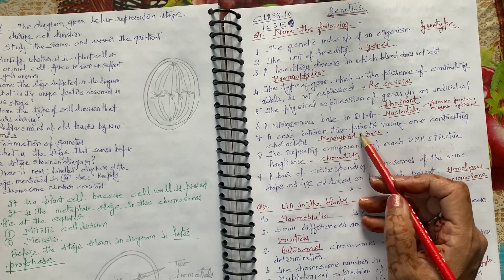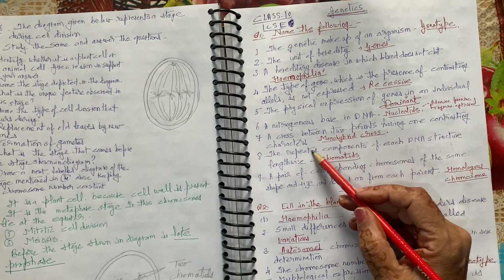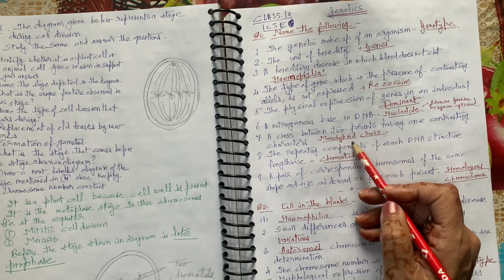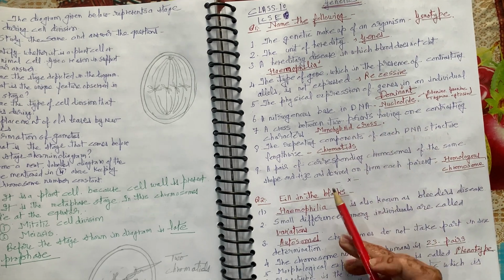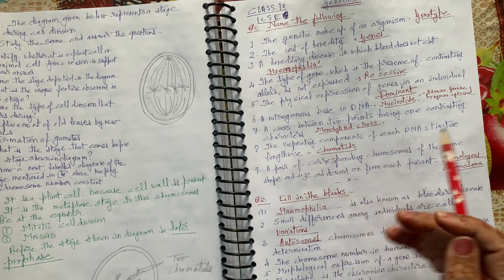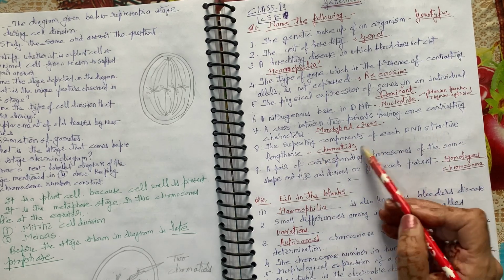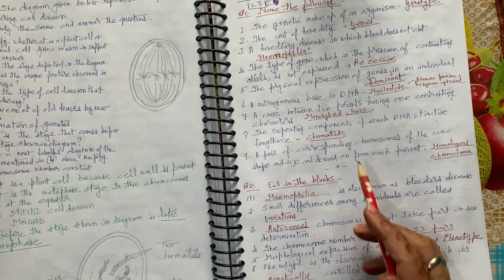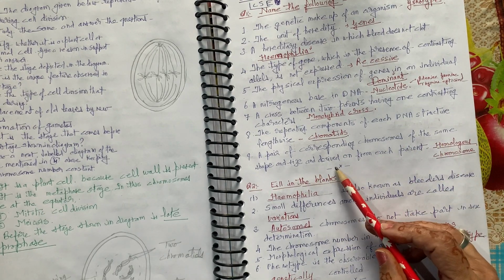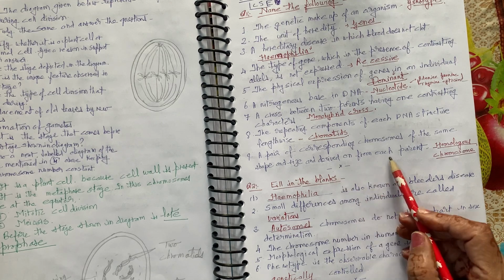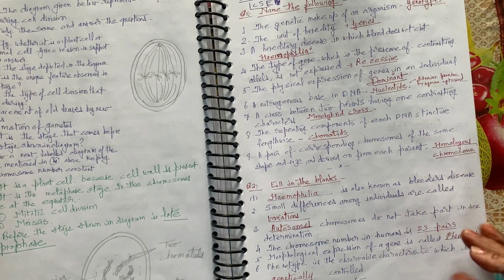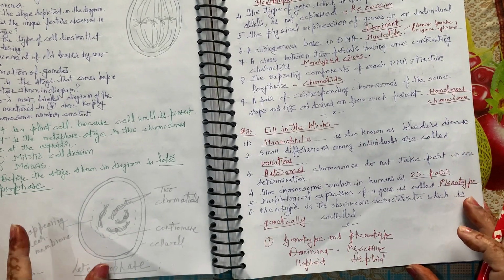A cross between two parents having one contrasting character is called a monohybrid cross. The repeating components of each DNA structure, splitting lengthwise, are chromatids. A pair of corresponding chromosomes of the same shape and size, derived one from each parent, are homologous chromosomes.